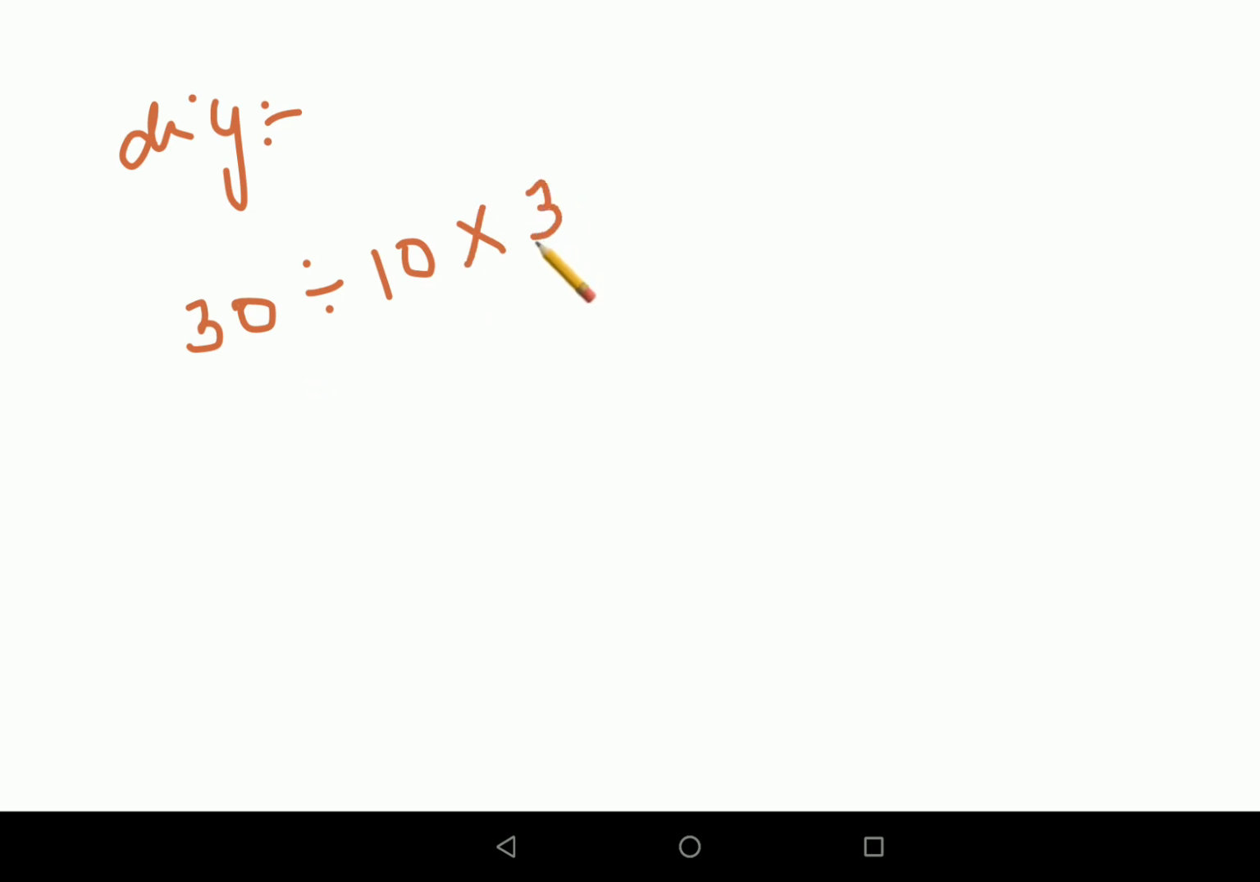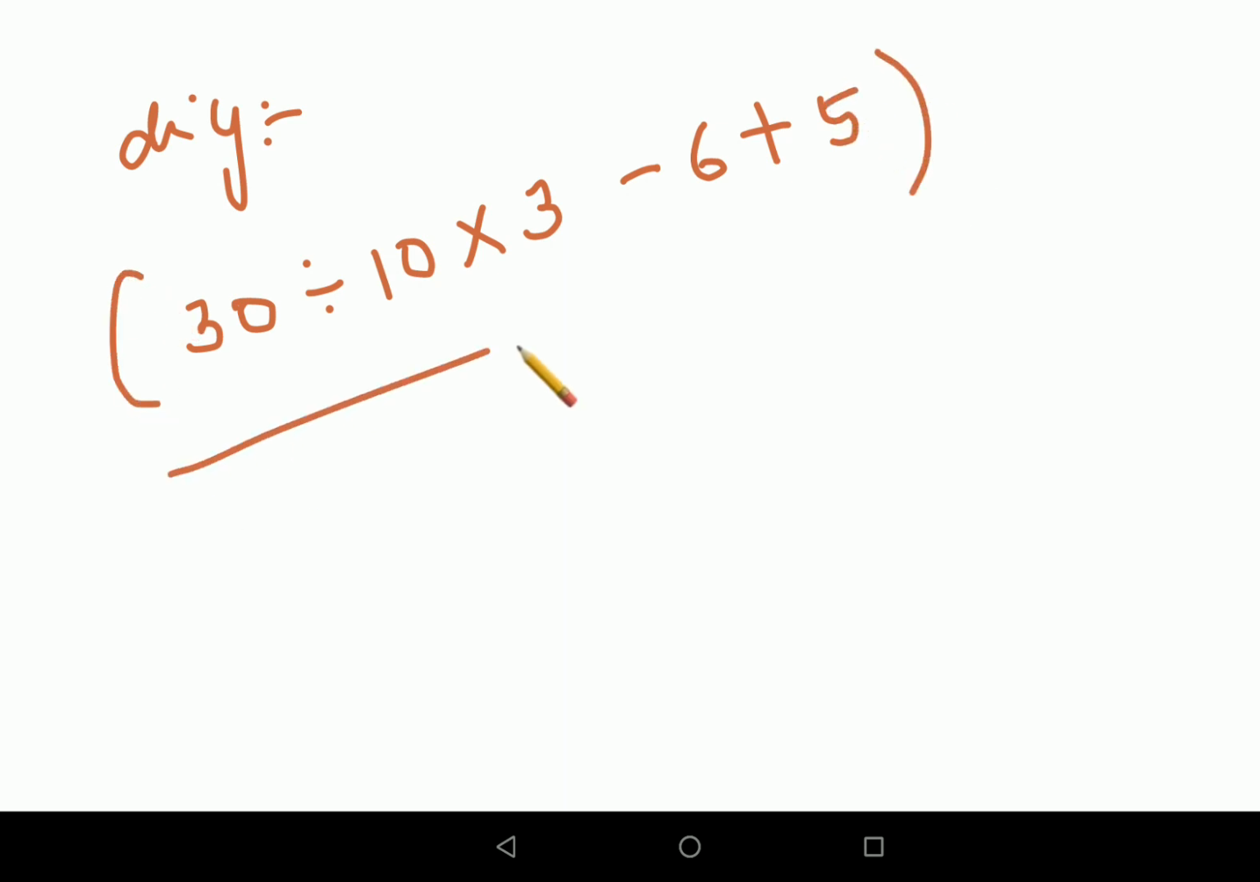Now for your DIY, I want you all to do 30 divided by 10 into 3 minus 6 plus 5. Please let me know your answers for this one in the comment section.